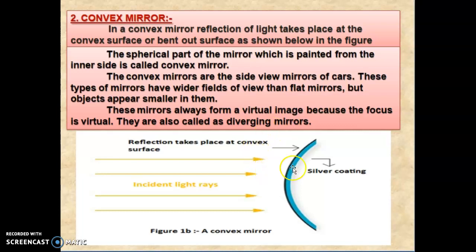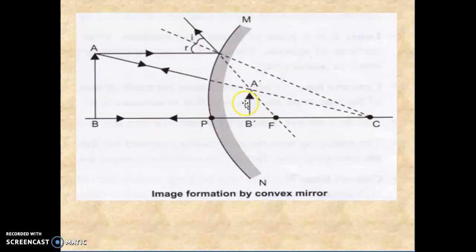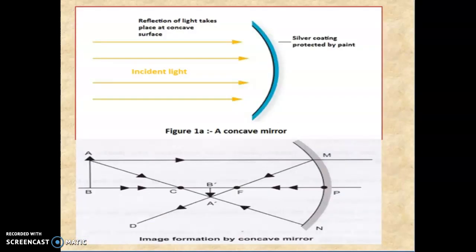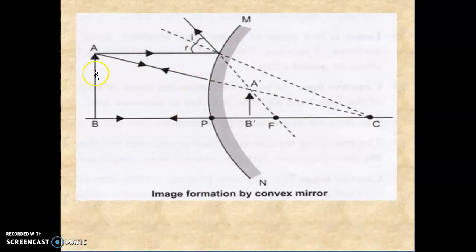This is the diagram of a convex mirror, and this is the ray diagram showing how the image will be formed. Here you can see that it will diverge. In the concave mirror, the rays will be converging, meaning they meet at this point; the rays of light meet at some point. But in a convex mirror, you can see that the ray is reflecting back, diverging back.